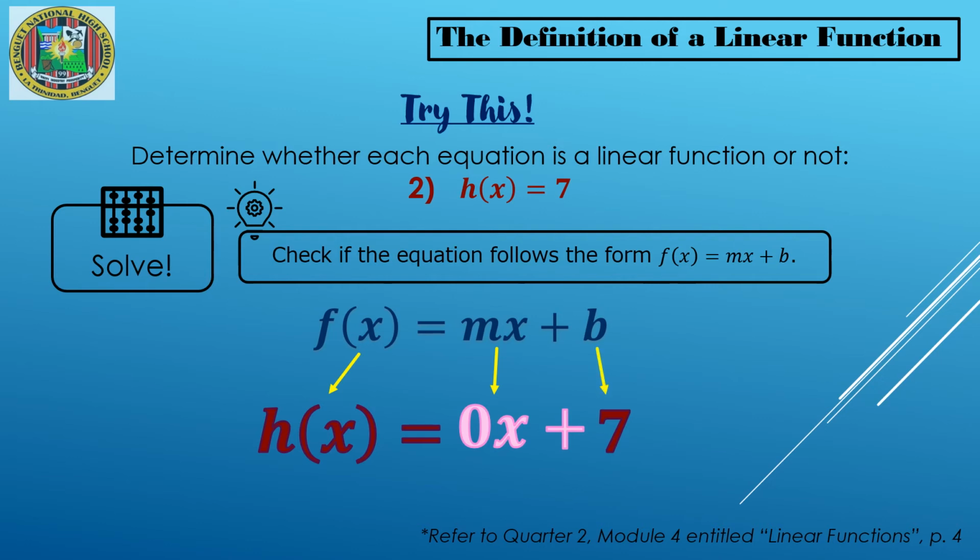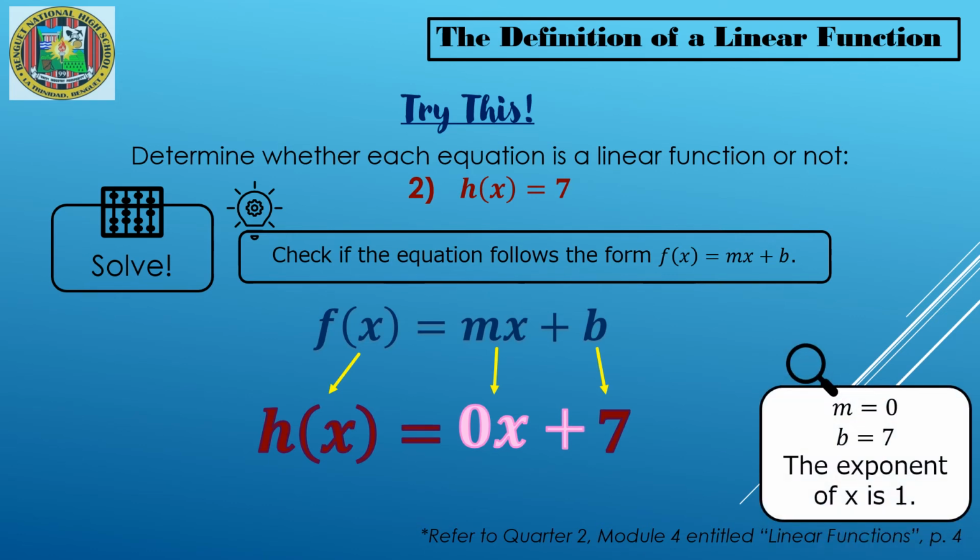Looking at the equation, we can identify the values of m and b, which are 0 and 7, and that the exponent of x is 1. Therefore, we can say that the equation follows the form f(x) = mx + b.